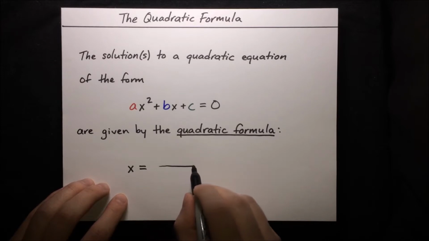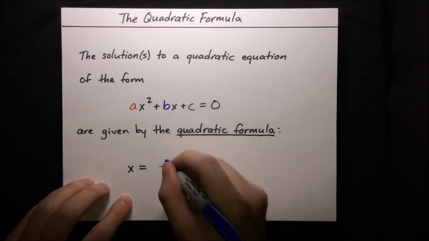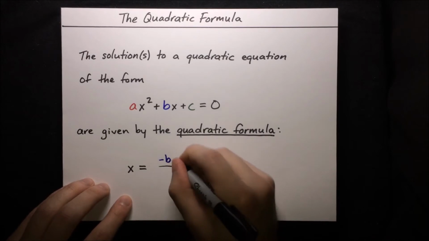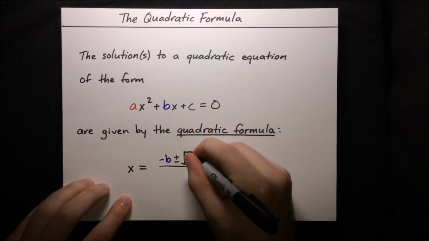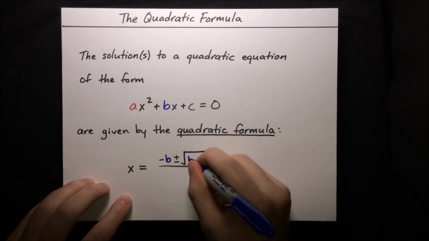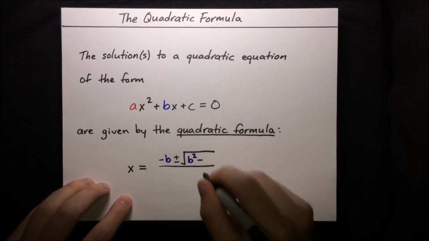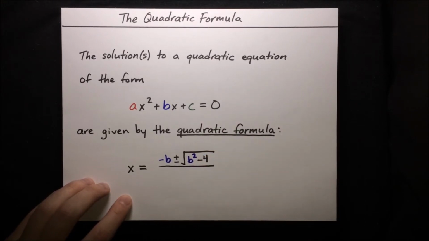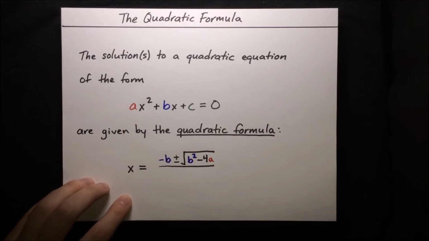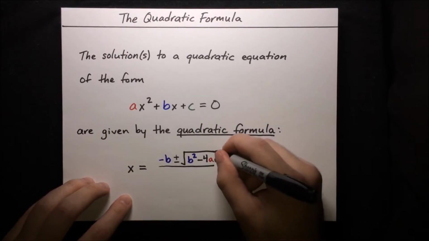So it has a fraction, and in the numerator, it goes like this. We have negative b, so negative of the coefficient on the x, then plus or minus the square root of an expression on the inside. And the expression on the inside is b squared, then minus the product of 4 times a, the leading coefficient on the x squared, and also times c, the constant in the equation. So that's all under the square root in the numerator.